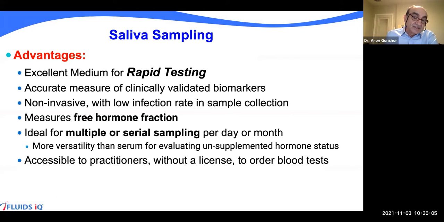So saliva, as an advantage, it's clearly an excellent medium for rapid testing, because it happens literally in seconds. You can get those values very quickly, and it can accurately measure clinically validated biomarkers. It's been around for decades, and we now know how to handle it well, but you still need a lab that has experience in saliva testing. It's relatively non-invasive, and it measures, as I said, the free hormone fraction. So it's ideal for multiple or serial sampling that you want to do per day.